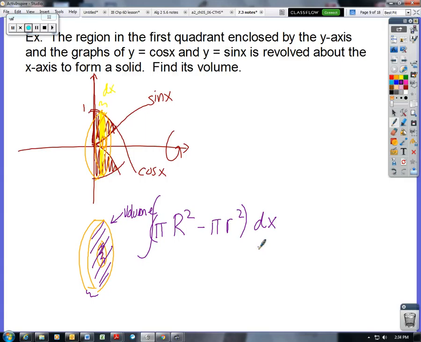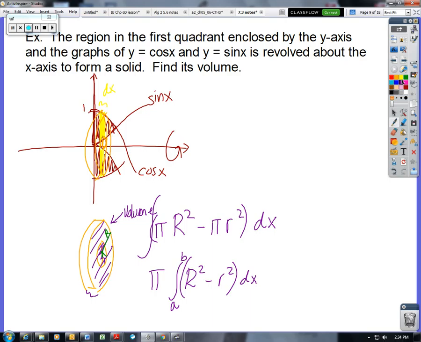In fact, we factor the pi out. So it looks like that from A to B. I could draw these radii in there too a little bit. I'll try to do that. There's the big R, and then the little r is right there. Okay, well, let's set this thing up.